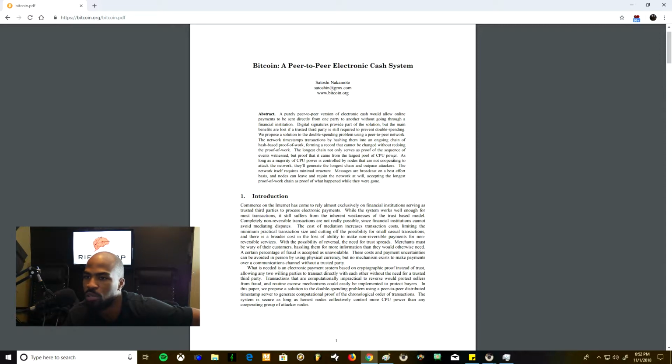The network itself requires minimal structure. Messages are broadcast on a best effort basis, and nodes can leave and rejoin the network at will, accepting the longest proof of work chain as proof of what happened while they were gone.